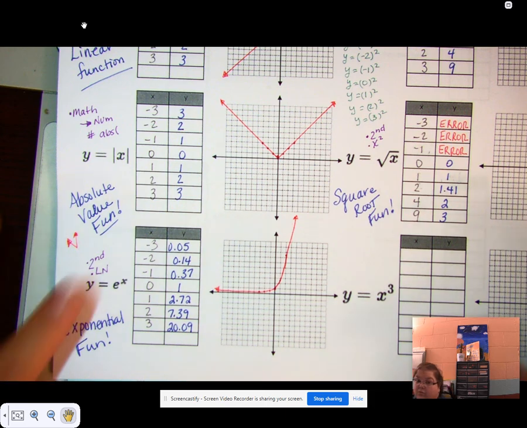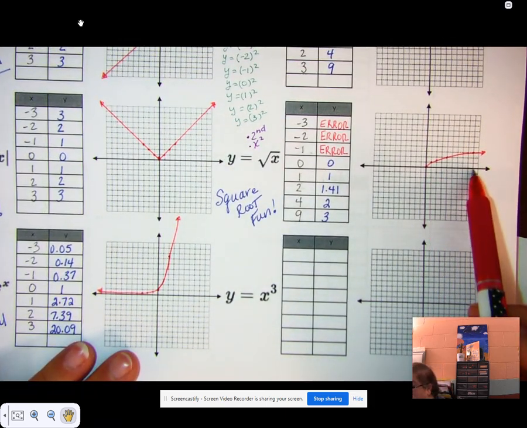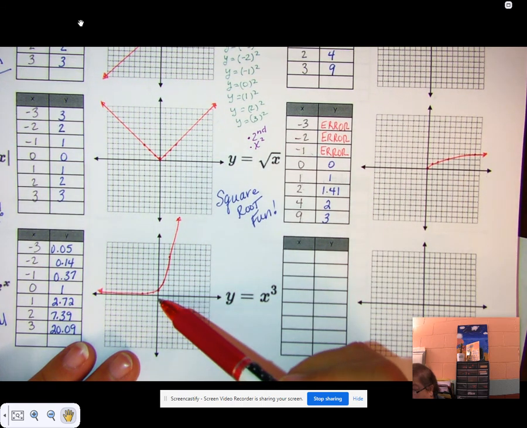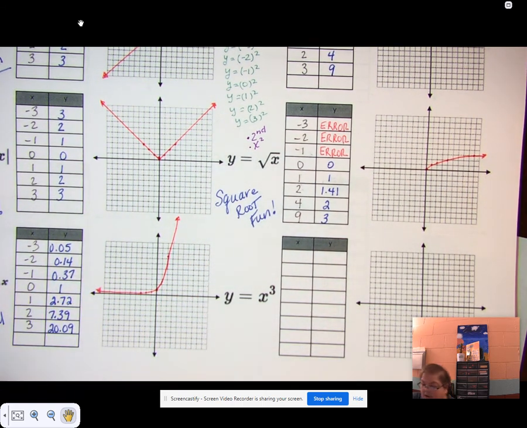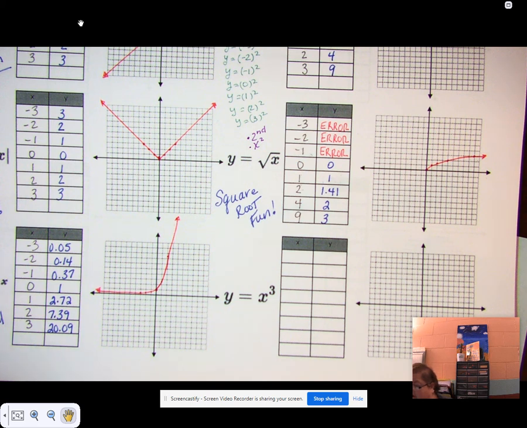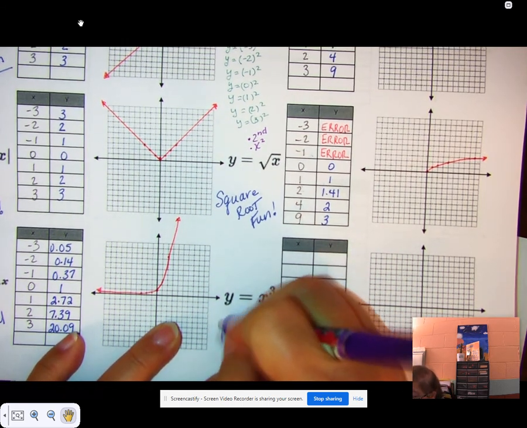As opposed to the square root, which, look at that. It took a long, I mean, this is from 4 to 9. This is from 1 to 2. Look at the difference. Okay? All right, now, our final parent function is y = x cubed. This is what we call a cubic function. It's a cubic function.